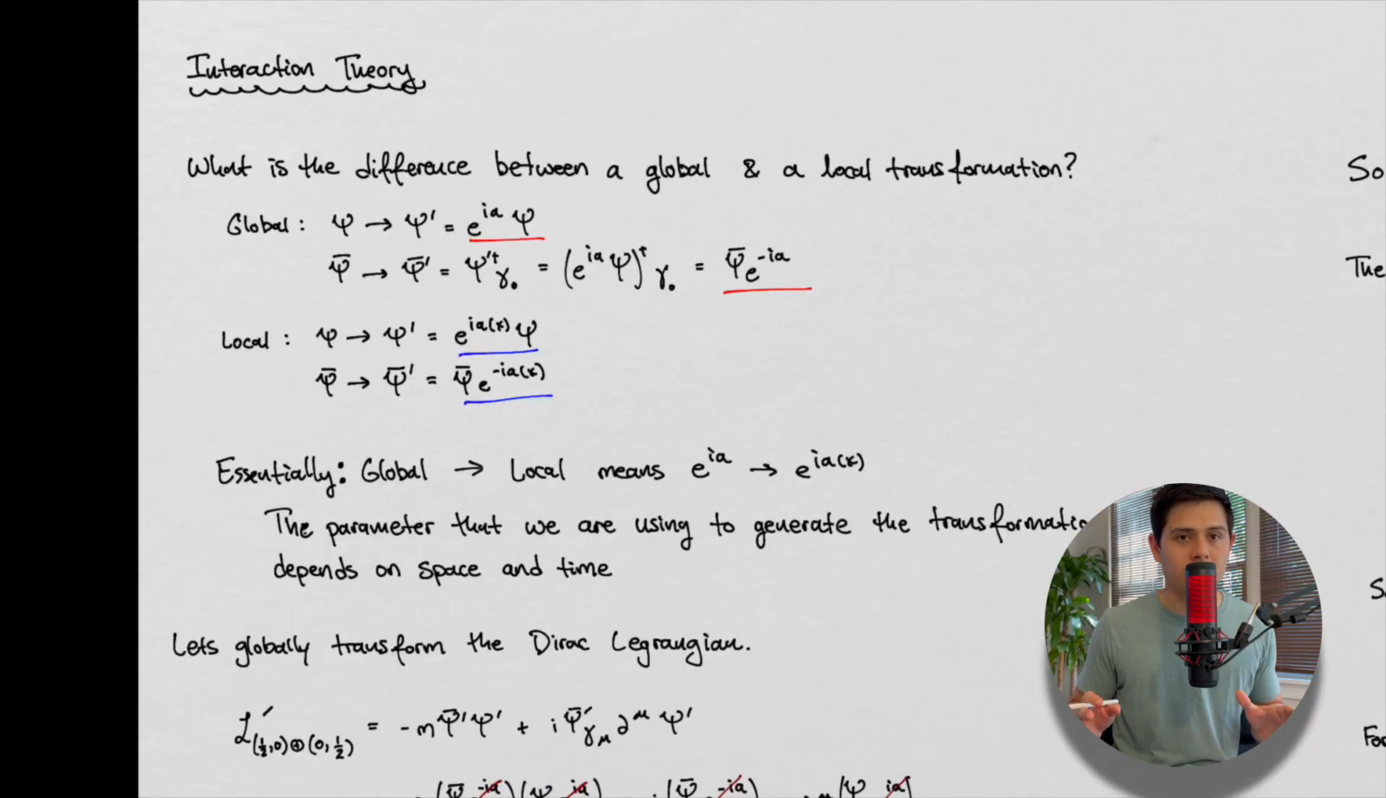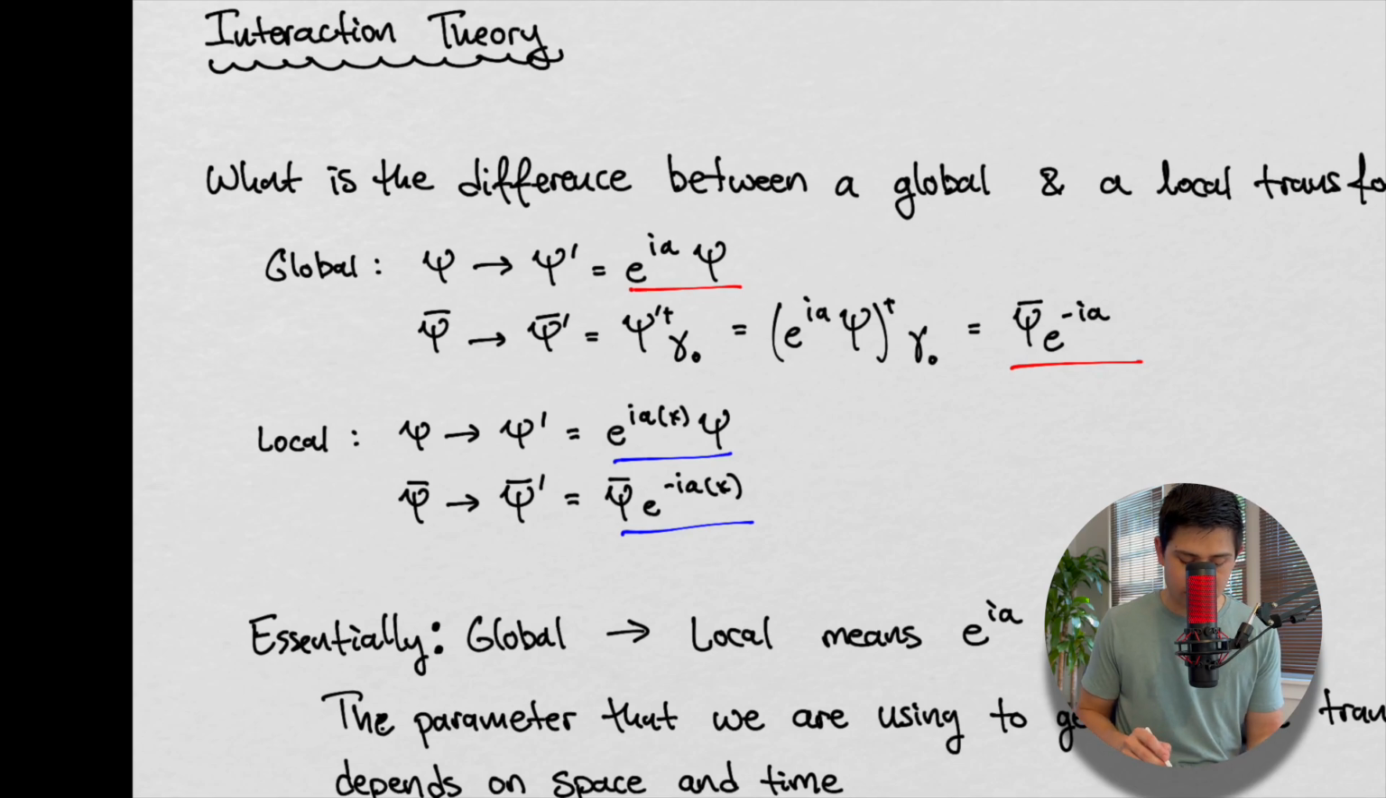So we are talking about interaction theory. Interaction theory is going to be very, very important for what we're going to be talking about later. So what we first want to talk about is the concept of global and local transformations. So what is a global transformation? A global transformation essentially is one that looks like this. We have a field configuration, and that evolves into a new field configuration. And that new field configuration is a function of the old configuration.